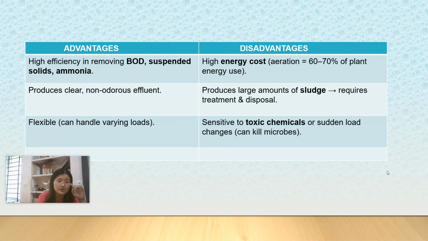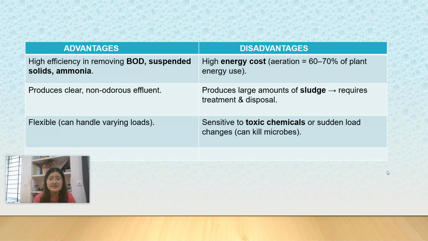The advantages include that it efficiently helps in removing the BOD, biological oxygen demand, required by the microbes, and suspended solids and ammonia. Another advantage of the activated sludge process is that it produces clear, non-odorous effluent. It's flexible and can handle varying loads of wastewater.